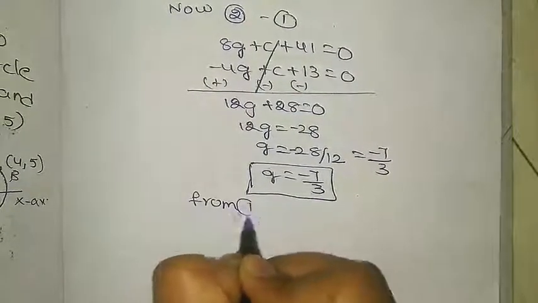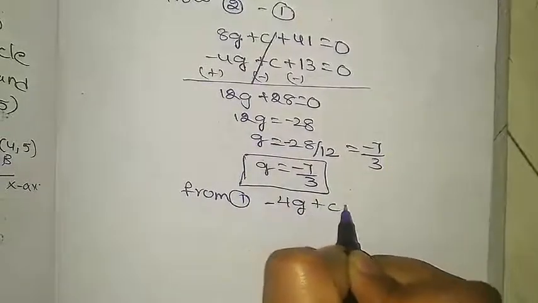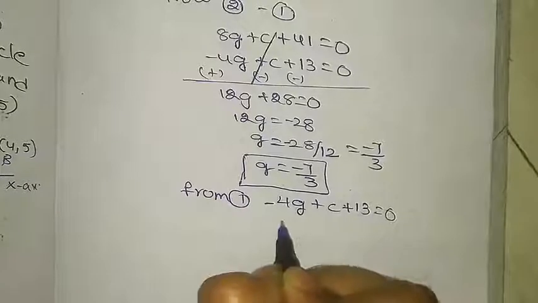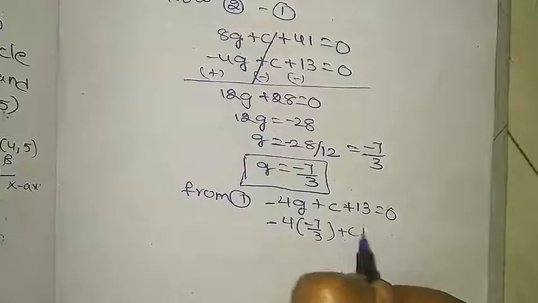From 1, minus 4g plus c plus 13 equal to 0. So substitute the g value. Minus 7 by 3 plus c plus 13 equal to 0.